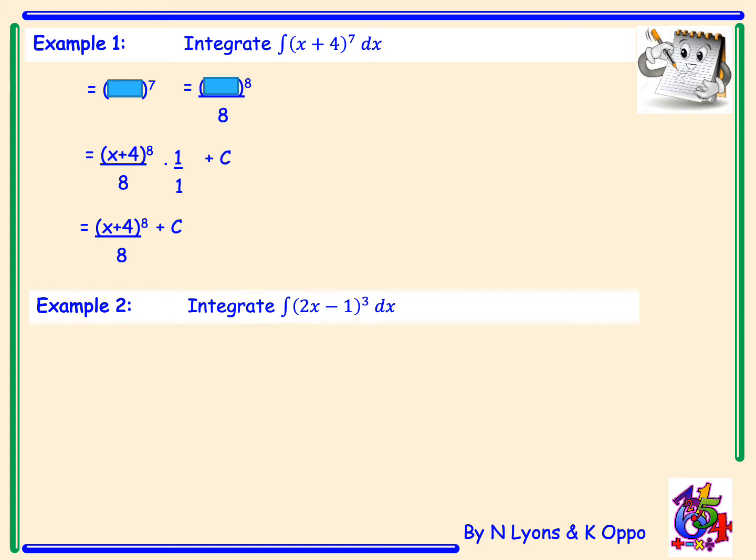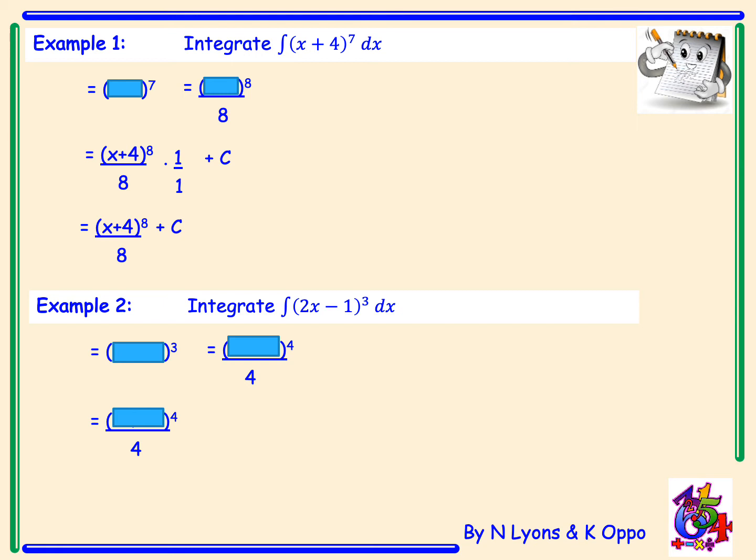Example 2, we have to find the integral of 2x minus 1 all cubed. Again, we'll write this bracket down initially. Ignore what's in the bracket because we are integrating outside the bracket first. So it will become to the power of 4 over 4.